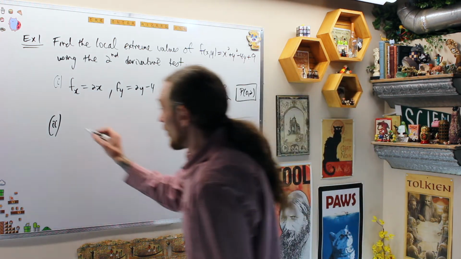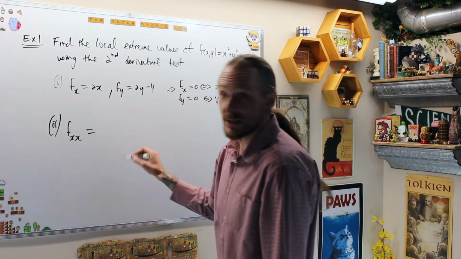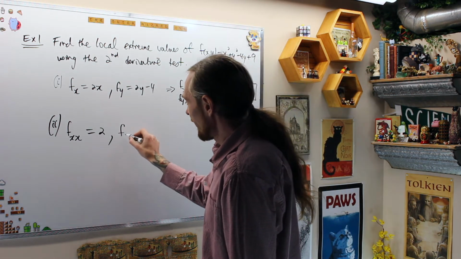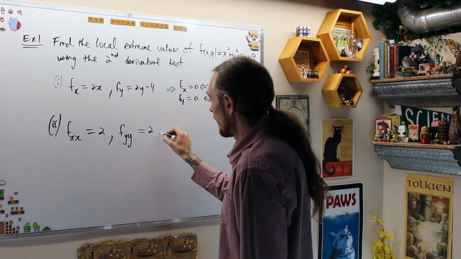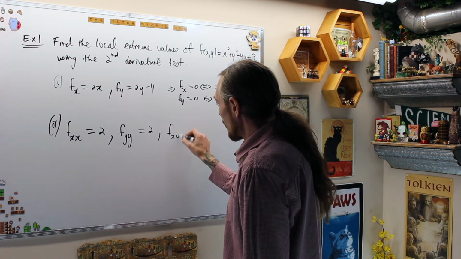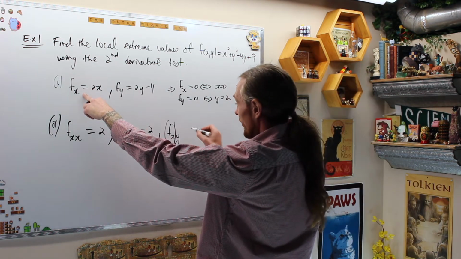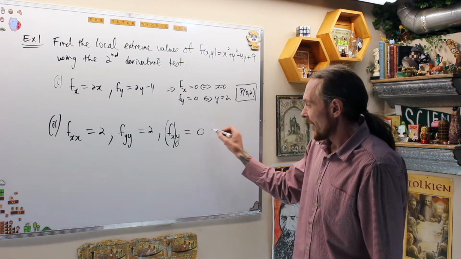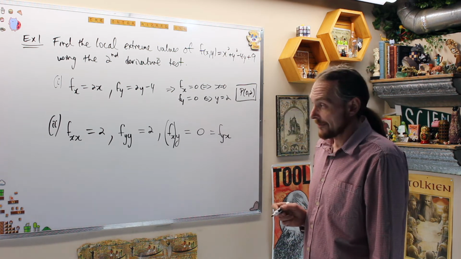Let's assess that. What do I need? I need fxx, which luckily is 2. Good. I need fyy, which is also 2. Then I need fxy or fyx, it doesn't matter which one. Fx with respect to y. What does that give me? 0. I like that for my calculation. Remember, that's also equal to fyx, if you really want to go the other way, they're the same.